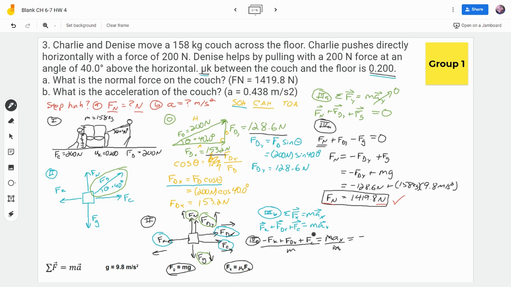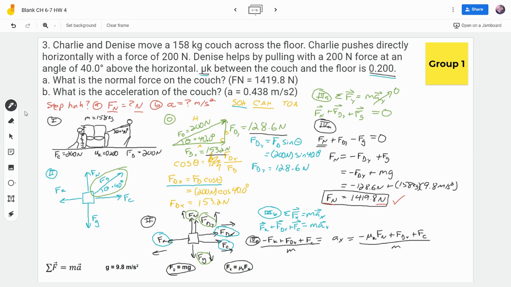Like f sub k is a number I don't know, but I do have this formula that can give me f sub k in terms of mu sub k and f sub n. So instead of writing minus f sub k, I'm going to write minus mu sub k times f sub n. Hopefully that's making sense. Plus f sub dx, that's a number I already know, so I'm fine with leaving it like that for now. Plus f sub c. Again, I know that number. And all of this is divided by m. And all of this is equal to a. You know what, to make that a little bit clearer, a sub x is going to be equal to this mess.